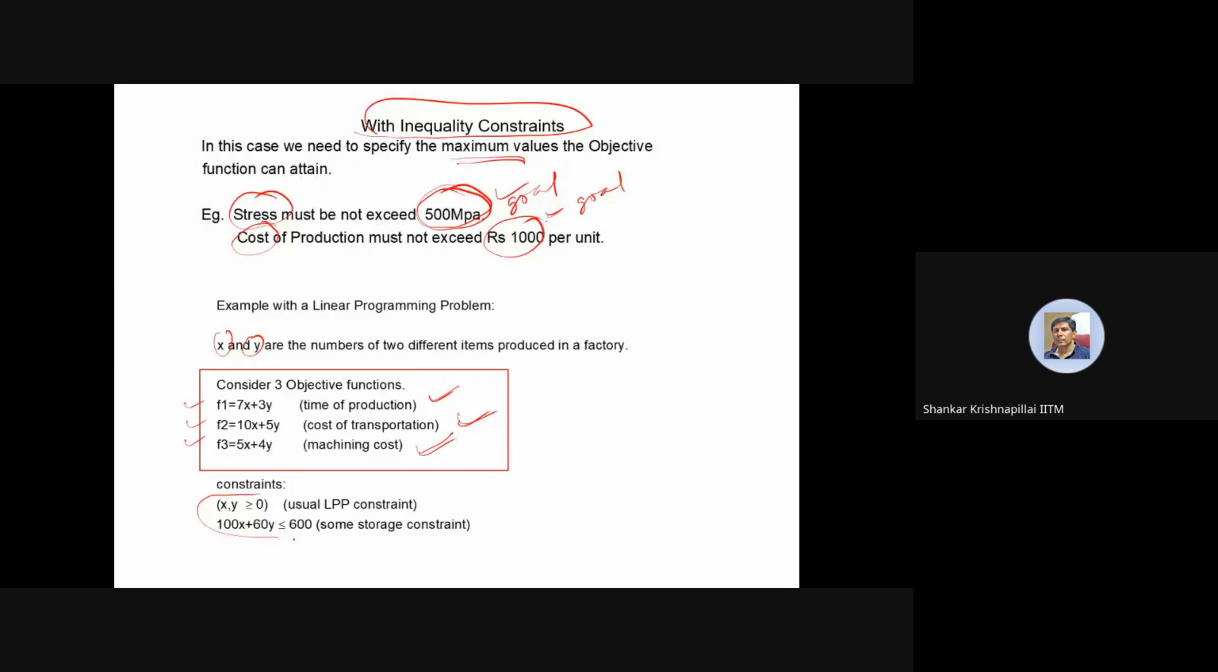So three objective functions are there. Suppose from previous experience, we know some reasonable goals to give the objective functions. I think this is the first one, the time of production. We know that time of production should be less than or equal to 42 hours, from our previous experience. So we fix the goal for F1 as F1 should be 42 hours or less.